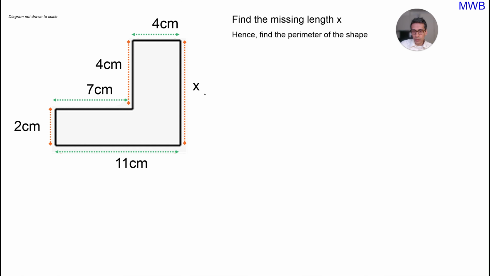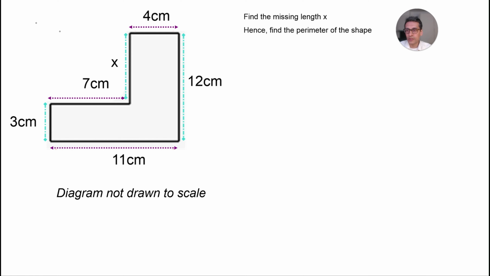Okay, so we're working out x here. We're only interested in the vertical lengths. So 2 plus 4 is your vertical length. So this is going to be 6 centimeters. We may not need to write much working out for that one. Okay, next question. See if you can work out what x is here.